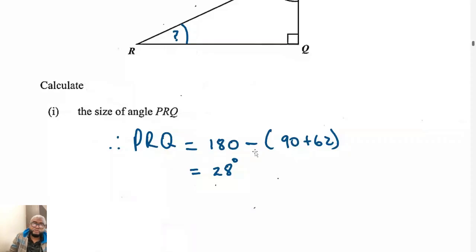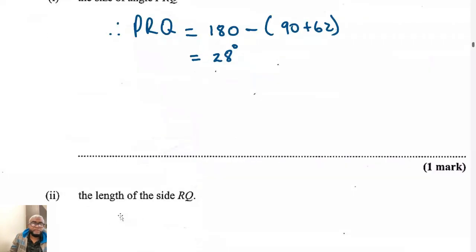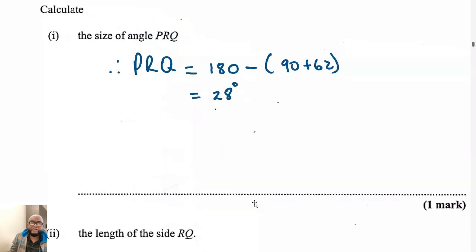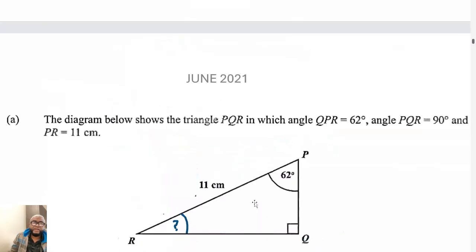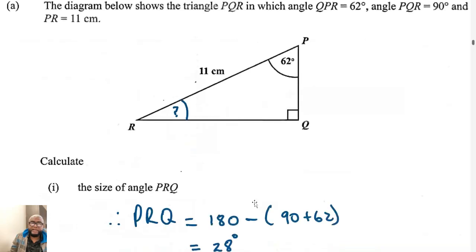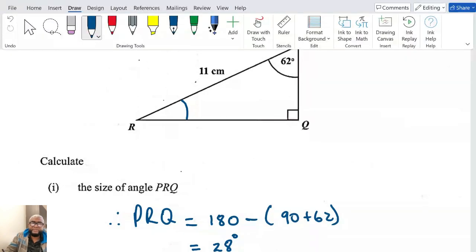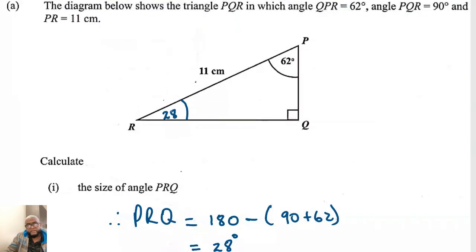Food, June 2021. So they want the length of the side RQ. I'm scrolling up for you all to see the triangle. But they want RQ. I'll put a question mark by it. Okay, we found this to be 28. Let me write that in. They want RQ here. That's part 2.